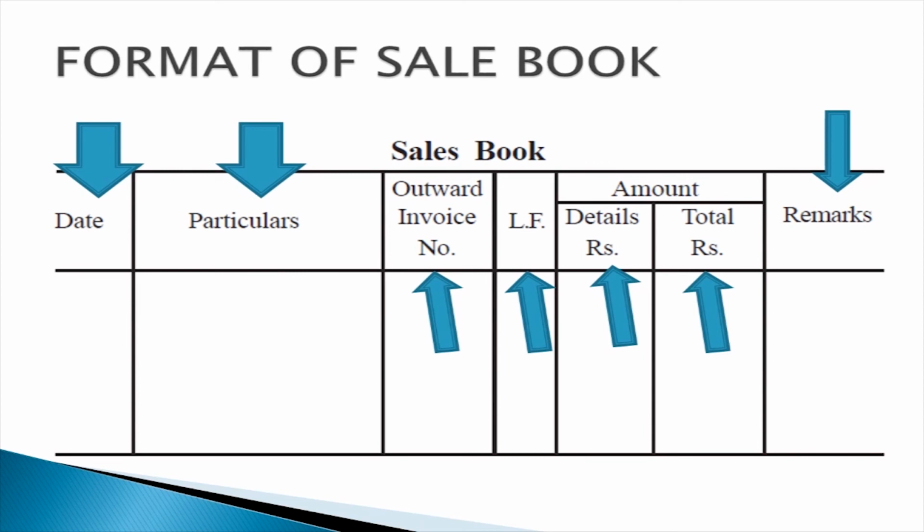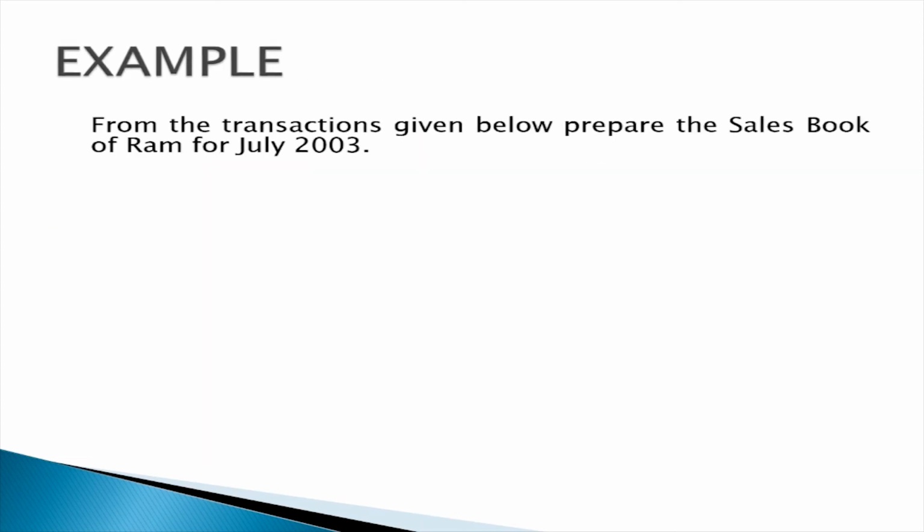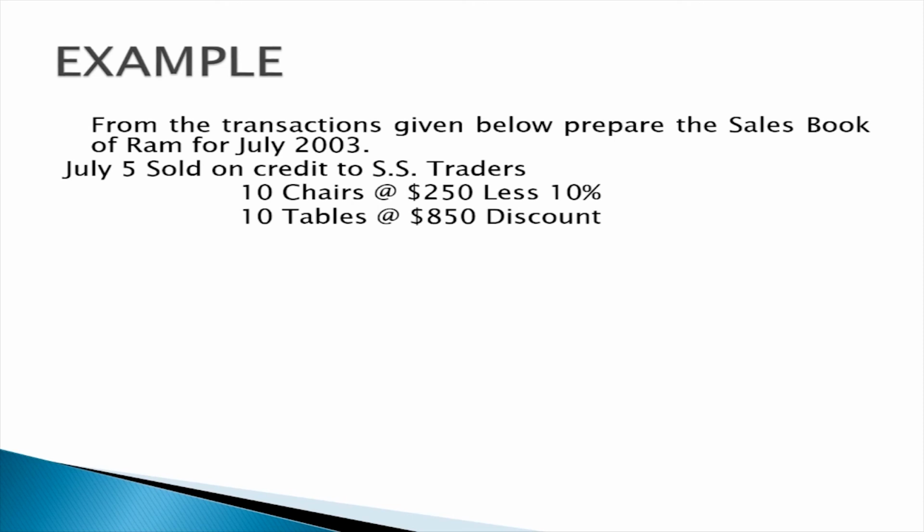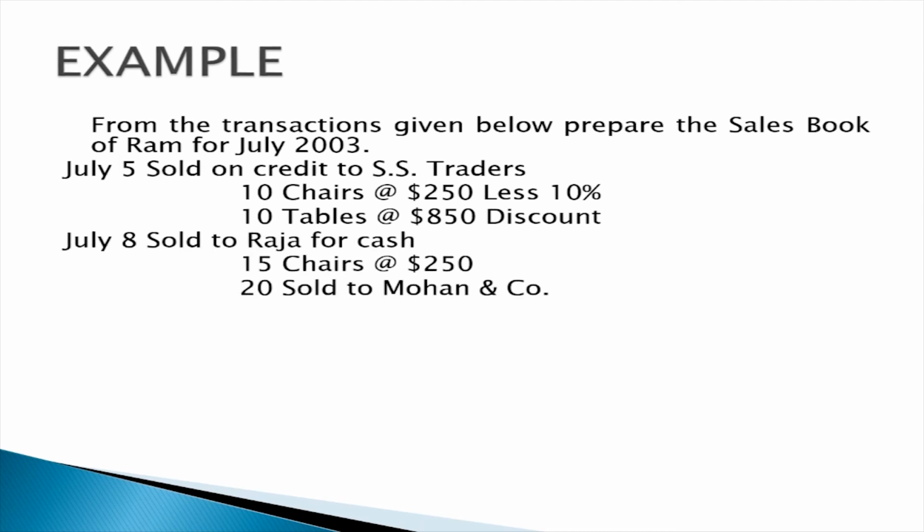Let's understand more about sales book by taking an example. From the transactions given below, prepare the sales book of Ram for July 2003. July 5th. Sold on credit to SS Traders 10 chairs at $250 each and 10 tables at $850 each at a discount of 10%. July 8th. Sold to Raja for cash 15 chairs at $250 each. July 20th. Sold to Mohan and Company 5 almirahs at $2,200 and 10 tables at $850 each.